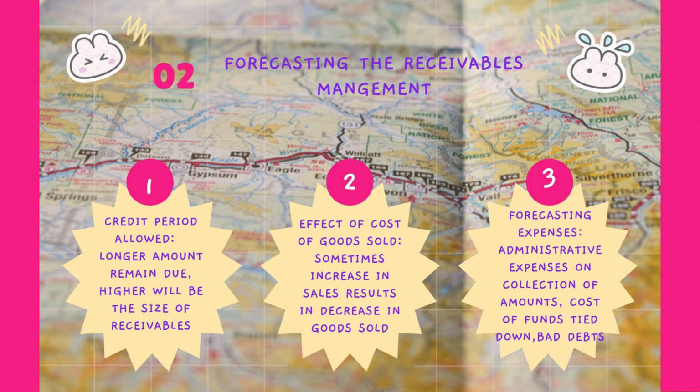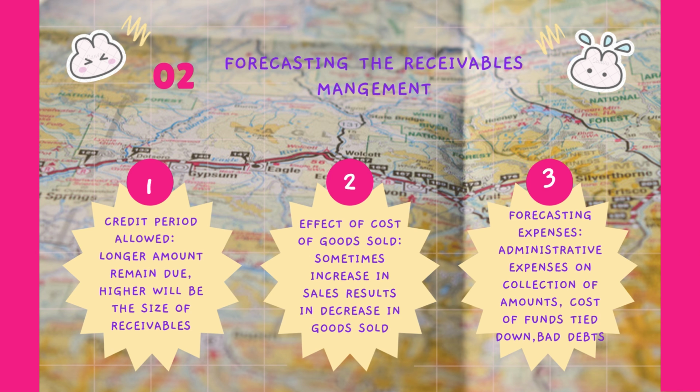Second one, the effect of cost of goods sold. Sometimes an increase in sales results in a decrease in the cost of goods sold. The increase in sales will also increase the amount of receivables. When credit sales are given at a higher rate, the receivables will also be higher. But it is uncertain because we are not able to say whether the person is able to give it back at the stipulated period of time.